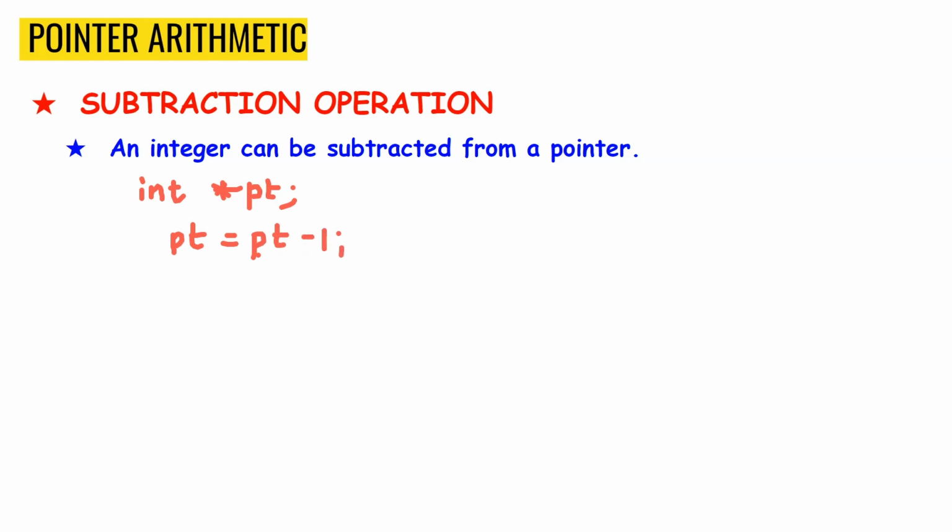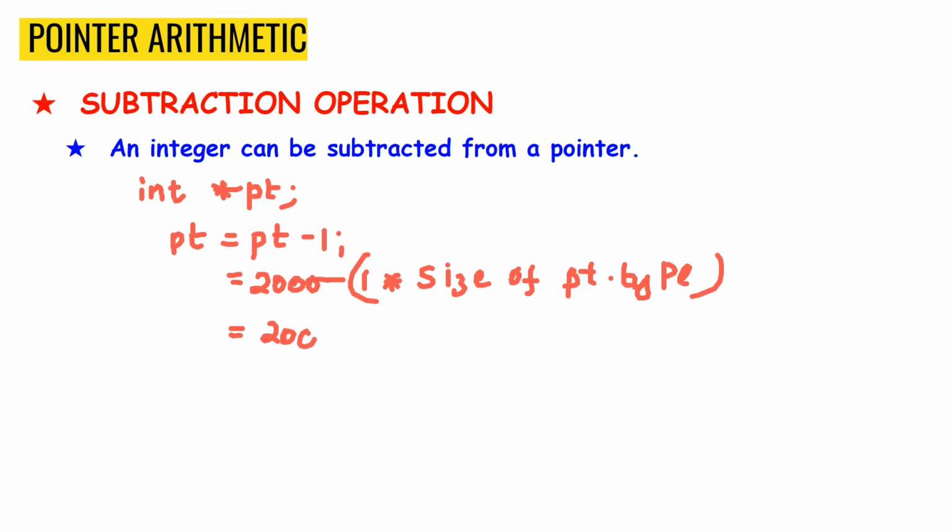Assume that the value of pt is 2000. How to perform the subtraction? It is different from normal subtraction. We have to multiply the 1 with the size of the pointer type. So 2000 minus 1 into the size of the pointer type, that is 2000 minus 1 into 2. For integer, the size is 2 bytes, so 1 into 2 becomes 2000 minus 2. The final answer would be 1998.